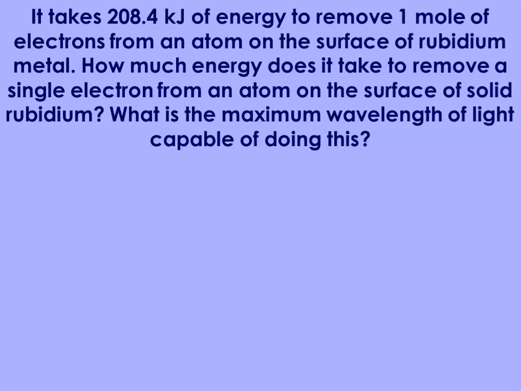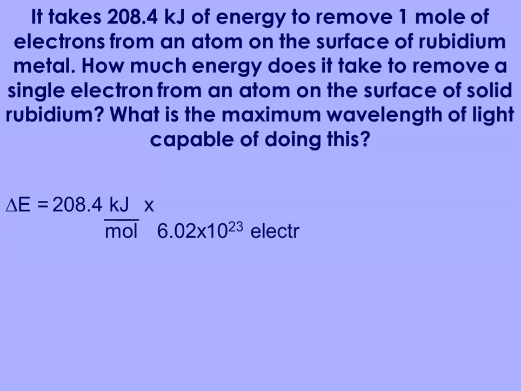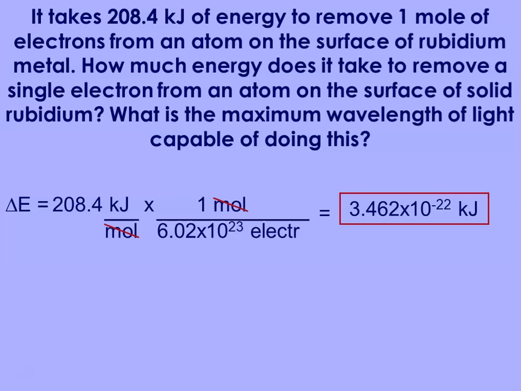Well, the energy that we were given is per mole, for 1 mole of electrons being removed. And we want to know what it would be for a single electron. So we're going to take that 208.4 kilojoules per mole, and convert it per electron using Avogadro's number, that there are 6.02 times 10 to the 23rd electrons for every 1 mole. And so the amount of energy needed would be 3.462 times 10 to the negative 22nd kilojoules.